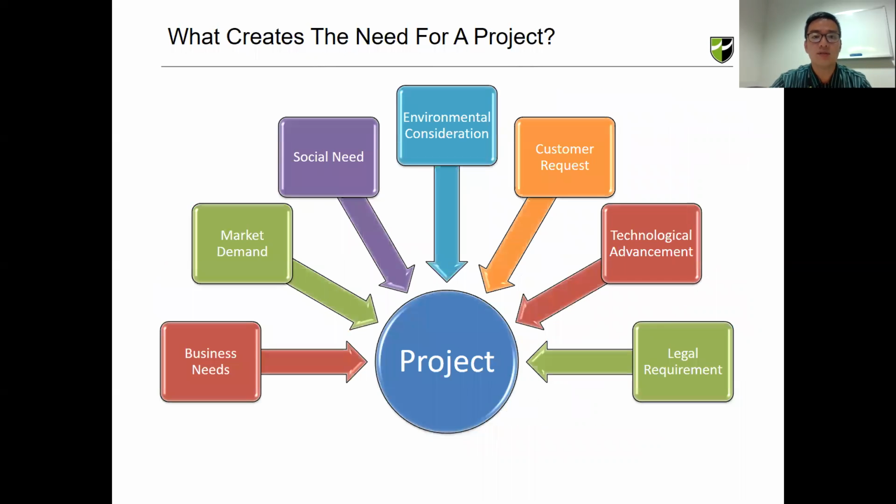And then what causes the need for a project? Be it business need, customer requests, market demand, social needs, or technological advancement. So these are the various needs for a project. So maybe take this time to think about a project that you were once involved in. Think about whether it was once off, whether it consumed limited resources, and what some of the needs were that resulted in you carrying out the project. Because if you think about it now, it's going to come up for your quiz later.